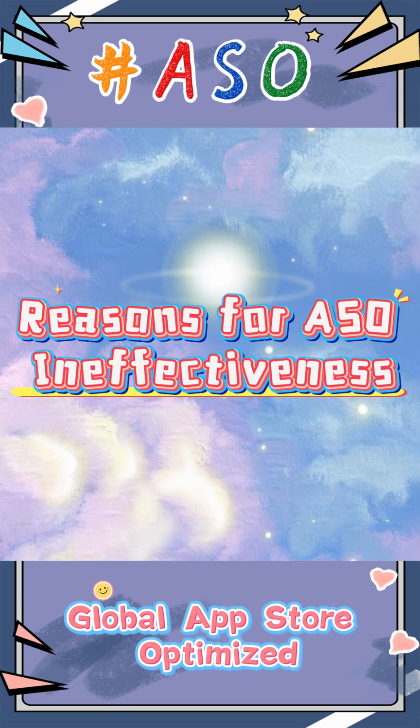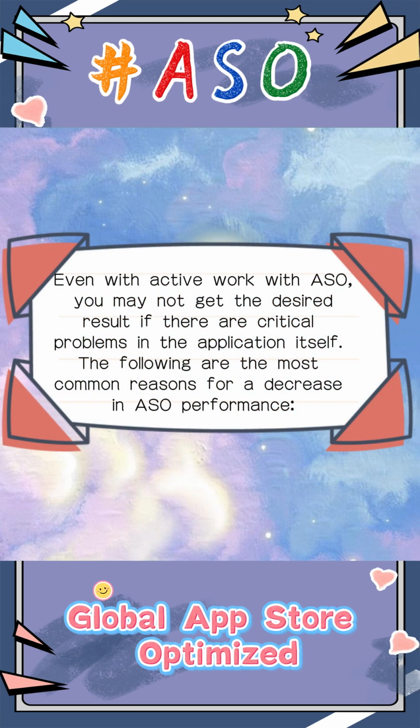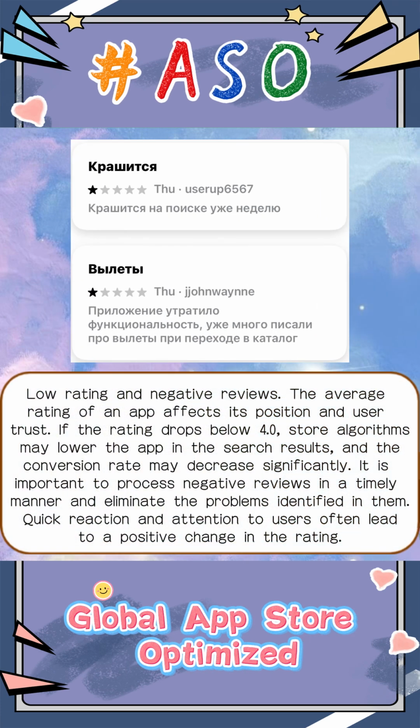Reasons for ASO ineffectiveness. Even with active work with ASO, you may not get the desired result if there are critical problems in the application itself. The following are the most common reasons for a decrease in ASO performance. Low rating and negative reviews. The average rating of an app affects its position and user trust.